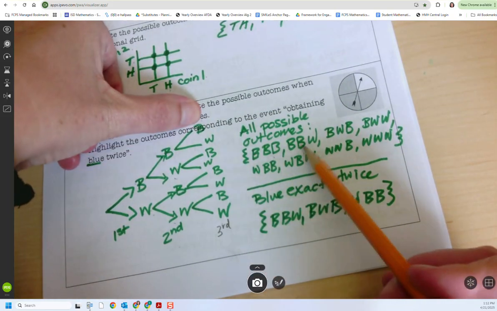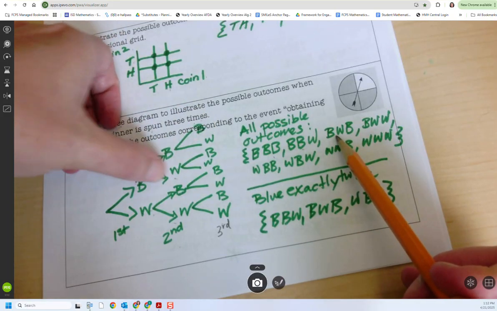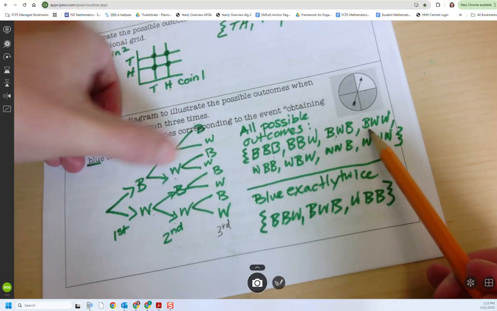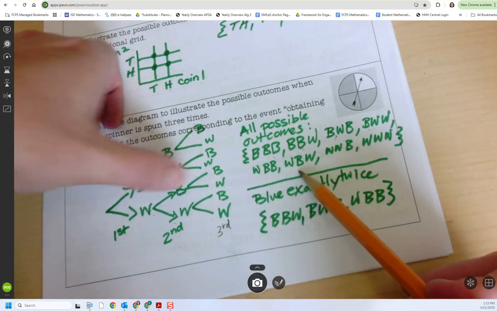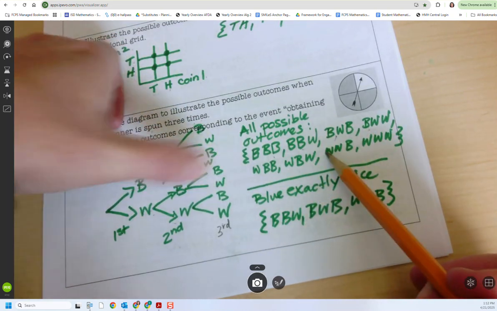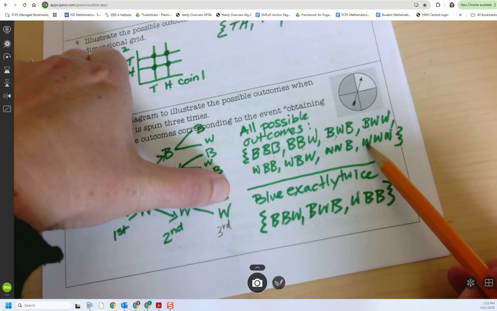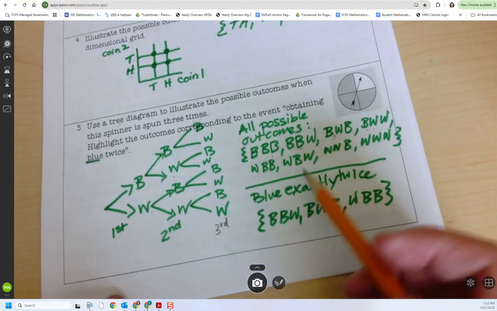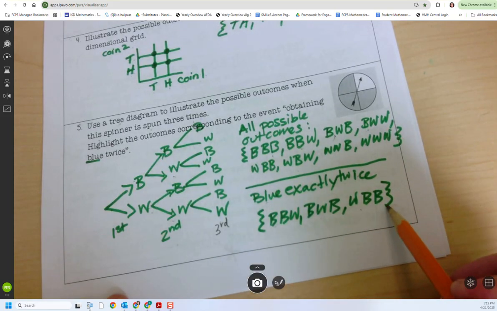Blue, blue, blue; blue, blue, white; blue, white, blue; blue, white, white; white, blue, blue; white, blue, white; white, white, blue; and white, white, white. So then the event blue exactly 2 times, you just pull out the ones that have blue exactly 2 times.